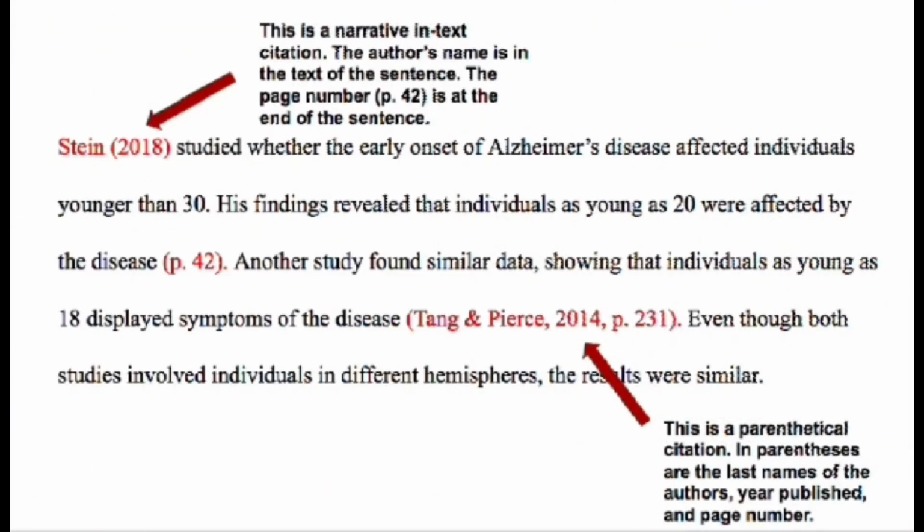You can see in the picture I provided, the first arrow is a narrative in-text citation, where the author's name is in the text of the sentence and the page number is at the end of the sentence. And the second arrow is the parenthetical citation. In parentheses are the last names of the authors, year published, and the page number.